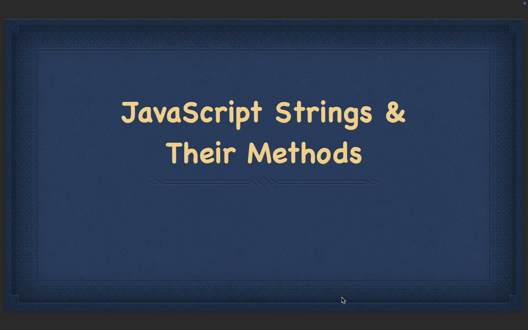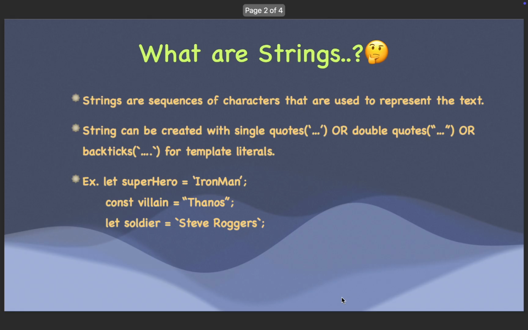Hi everyone, welcome back. So today we will learn about one of the core data types of JavaScript, that is strings and their commonly used methods. So first of all, let's see what JavaScript strings are. Strings are sequences of characters that are used to represent text.